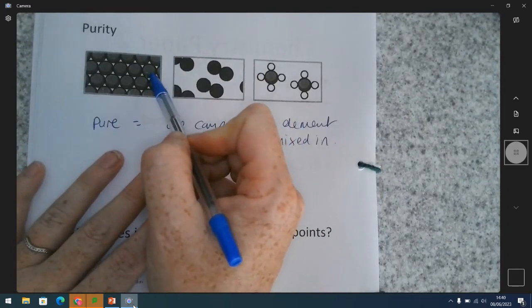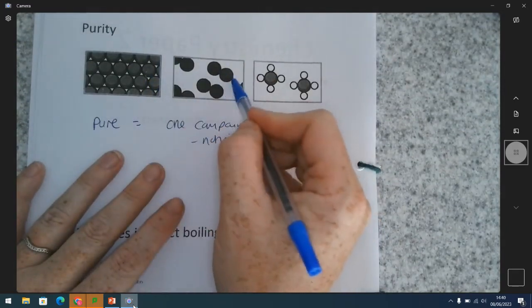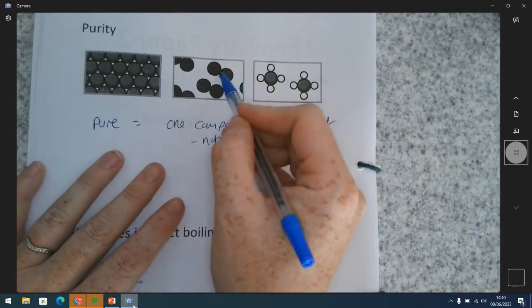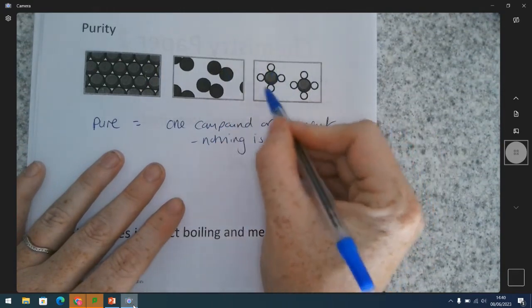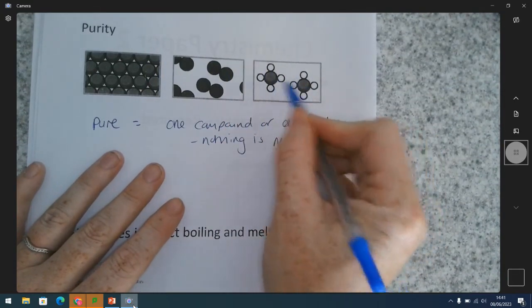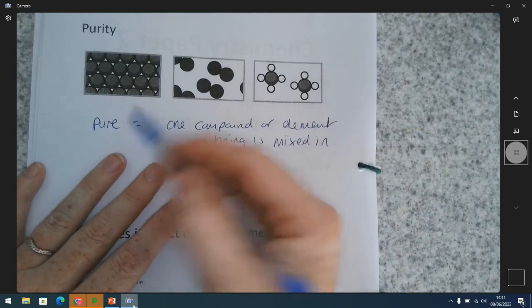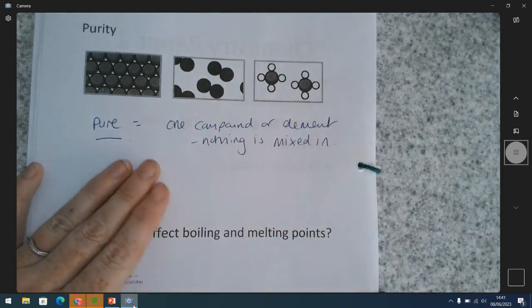So you can see I've got one type of atom here. I've got a molecule here. That could be, for example, oxygen gas. And I've got a compound here, but they're both the same compound. So therefore, that's why it can in fact be deemed as pure.